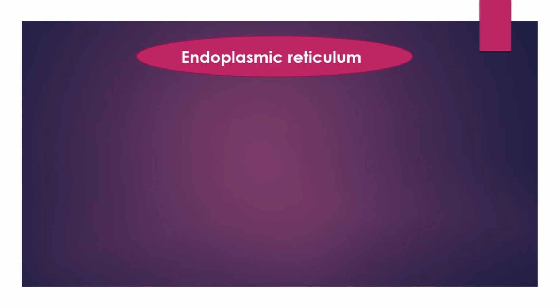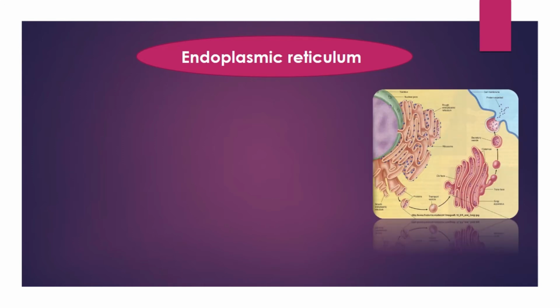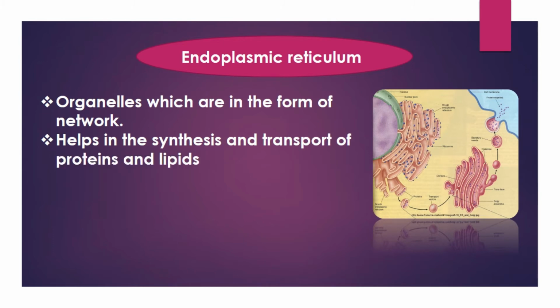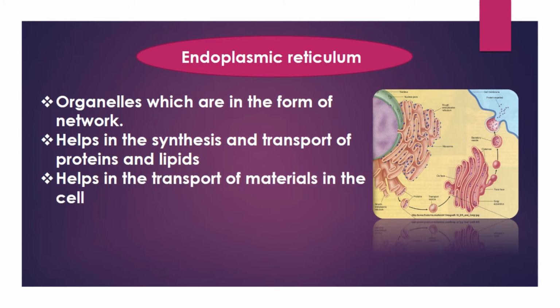Endoplasmic reticulum is another organelle which spreads like a network in the cytoplasm. These organelles extend from the nuclear membrane to the cell membrane, and they appear in the form of network in the cytoplasm. They are concerned with the synthesis and transport of proteins and lipids. They also help in the transport of materials inside the cell.